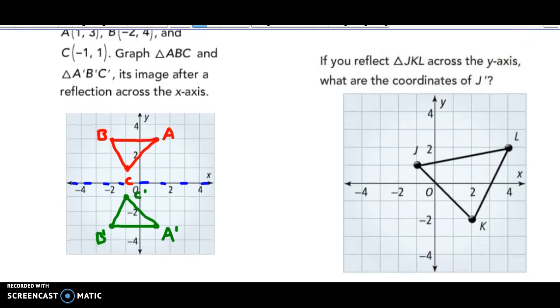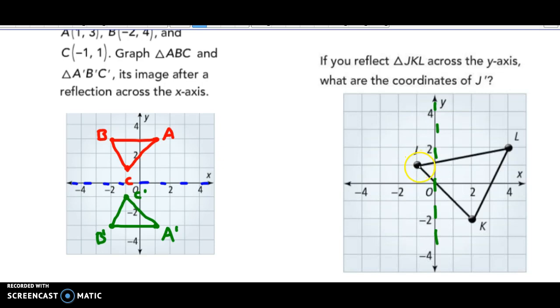Last but not least, if we reflect triangle JKL, see that we're moving in a counterclockwise direction. If I reflect this across the y-axis, what are the coordinates of J prime? So let's look at the y-axis here, right? A vertical line. So I'm going to reflect across this line.